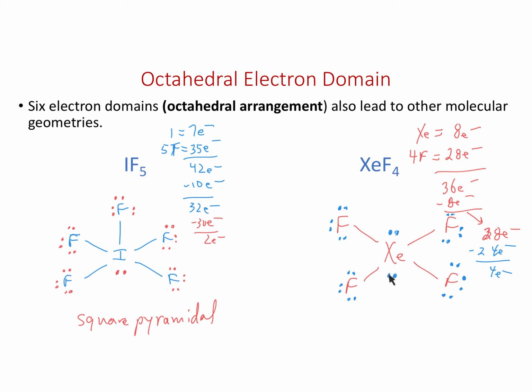Electron domains, I have 1, 2, 3, 4, 5, 6 electron domains, which puts me in the octahedral electron domain arrangement. My molecular geometry, however, of those 6 electron domains, 1, 2, 3, 4 of those are bonding. So that would put me in the square planar molecular geometry.